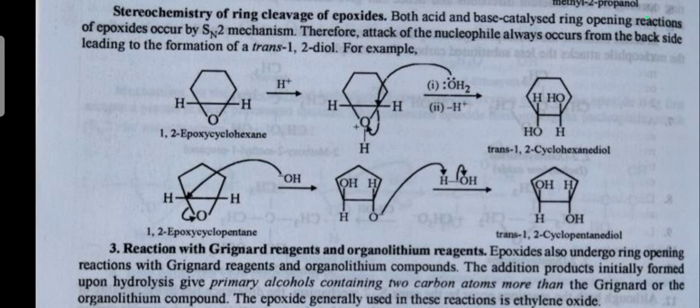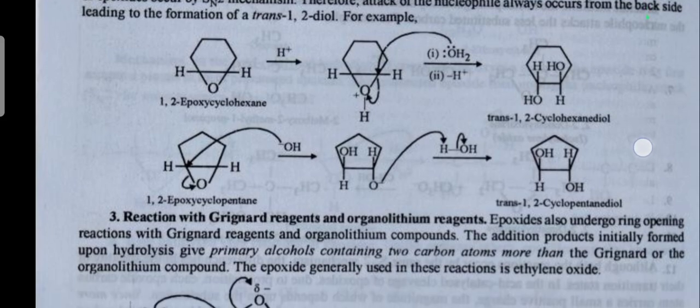Reactions with Grignard reagent and organolithium reagents. Epoxides also undergo ring opening reactions with Grignard reagents and organolithium compounds. The addition products initially formed upon hydrolysis give primary alcohols containing two carbon atoms more than the Grignard or the organolithium compounds. The epoxide generally used in these reactions is ethylene oxide.